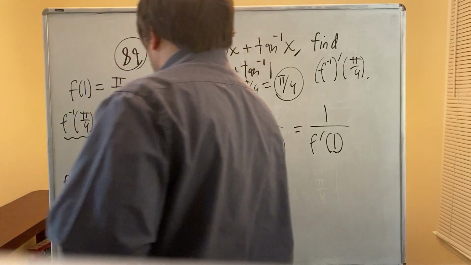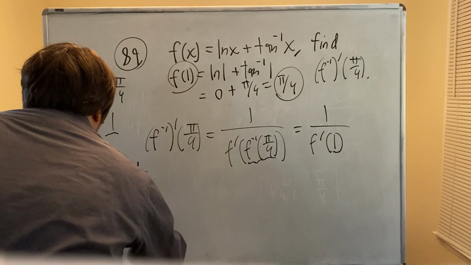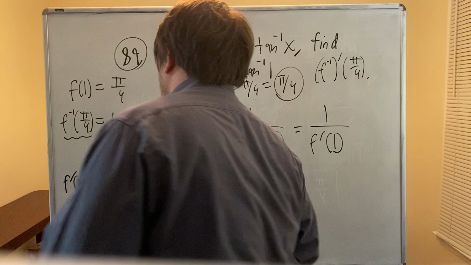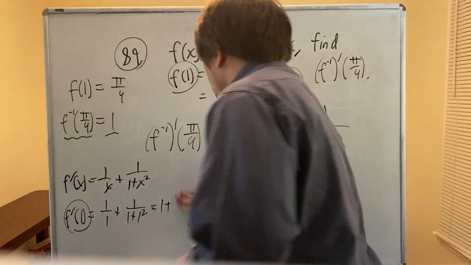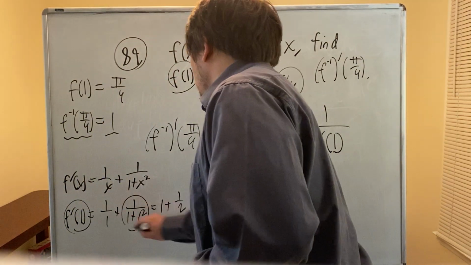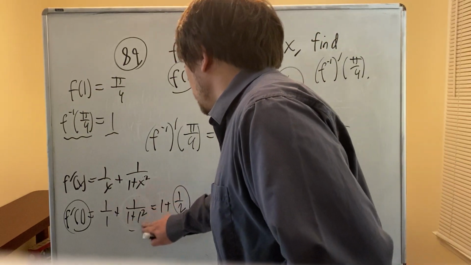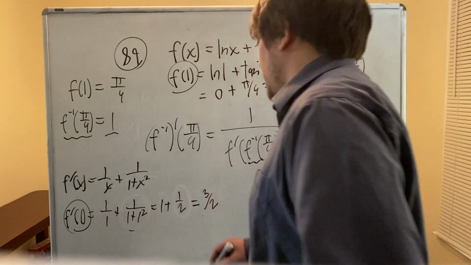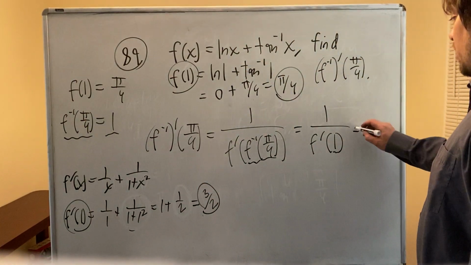It's squared there. Okay? So now f prime of 1 is equal to 1 over 1 plus 1 squared, which is 1 plus 1, which is 2. Oh, sorry. 1 over 1 plus 1. This is 1 plus, that's 1/2, right? Okay, so 1 plus 1/2 is 3/2. So f prime of 1 is 3/2.